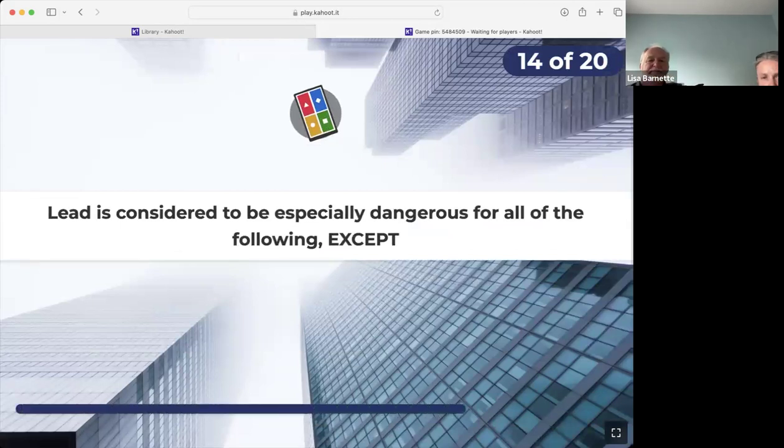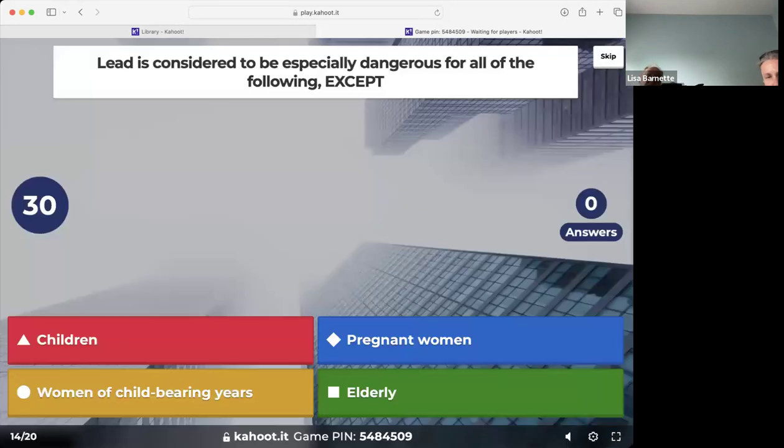Lead is considered to be especially dangerous for all of the following except: children, pregnant women, women of childbearing years, elderly.